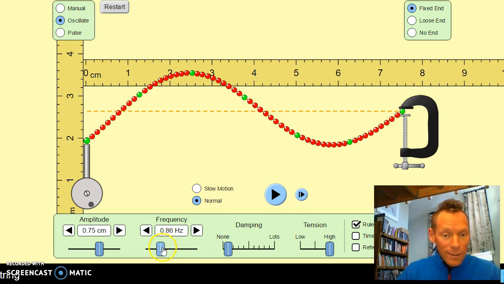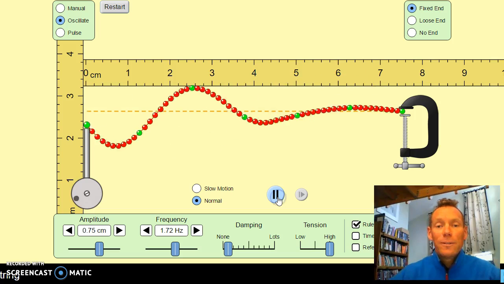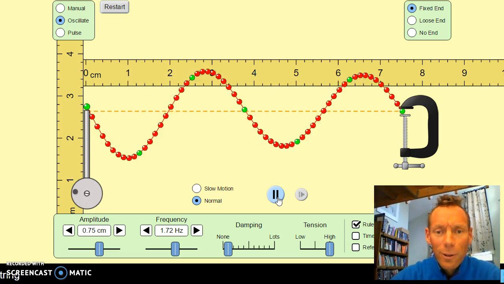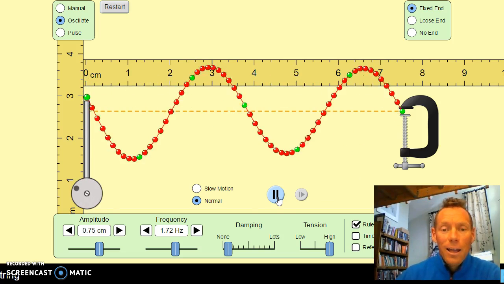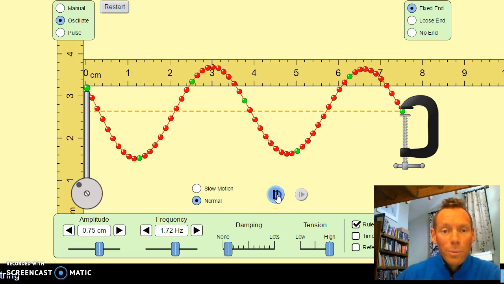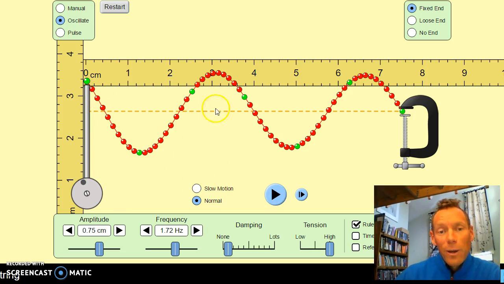So I'm going to double that up to 1.72-ish. All right, and then push play, and we're going to see what happens. So it gets crazy for a little while, but then we see this nice repeating pattern. Aha! So if I can push pause for a second, it's like we have one complete wave. So if you're looking at the cursor, one complete wave and then two complete waves. Okay, so we doubled the frequency and we doubled the number of standing waves that we have set up.